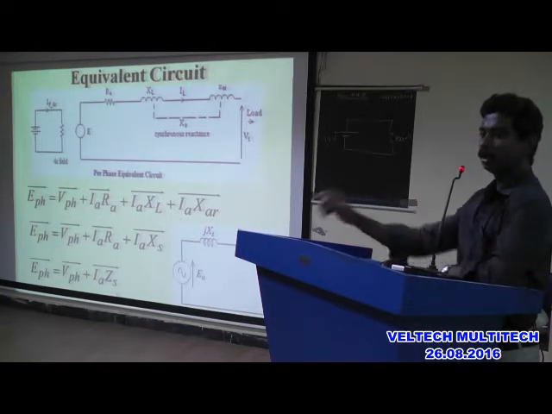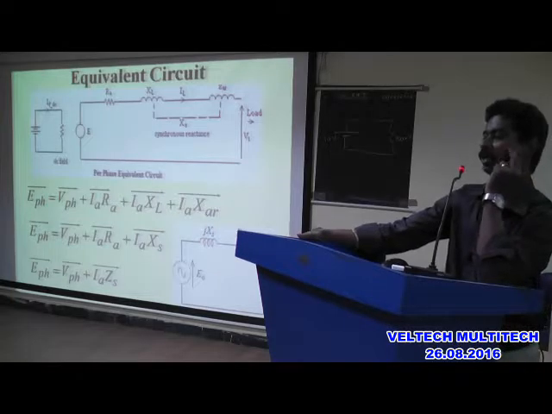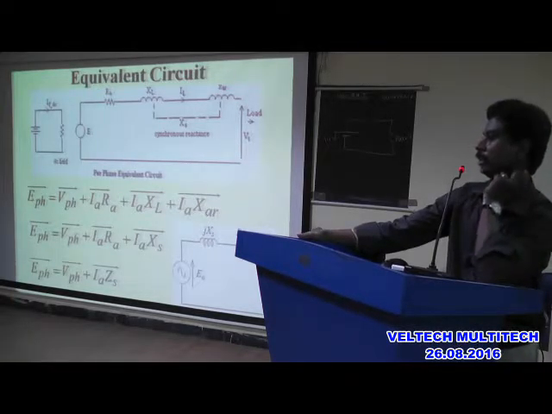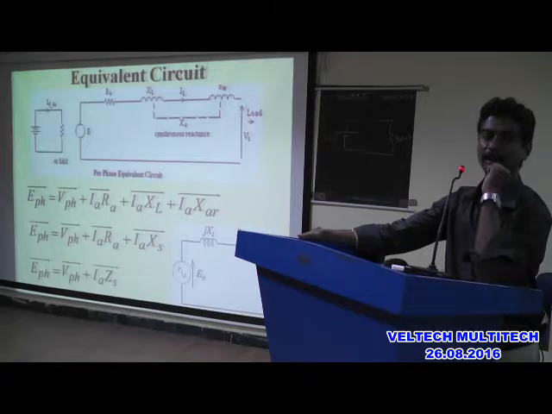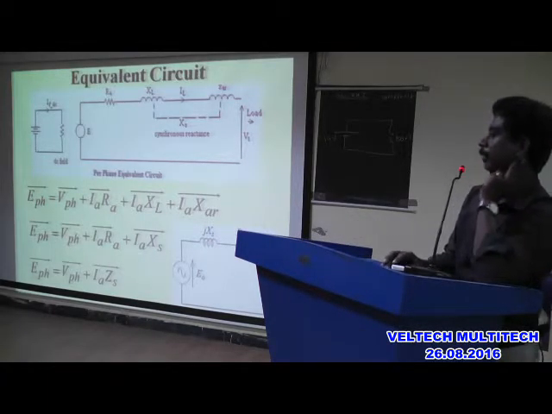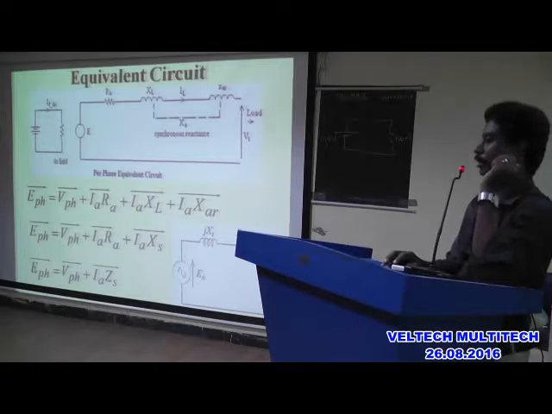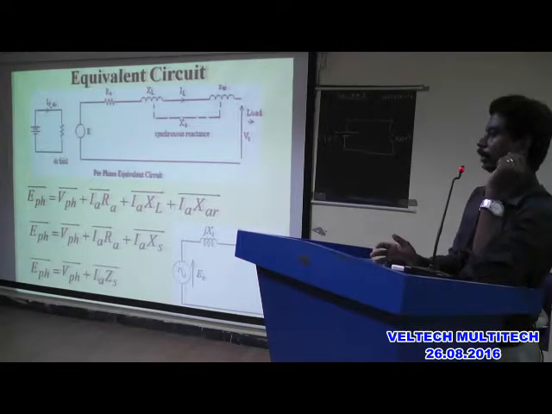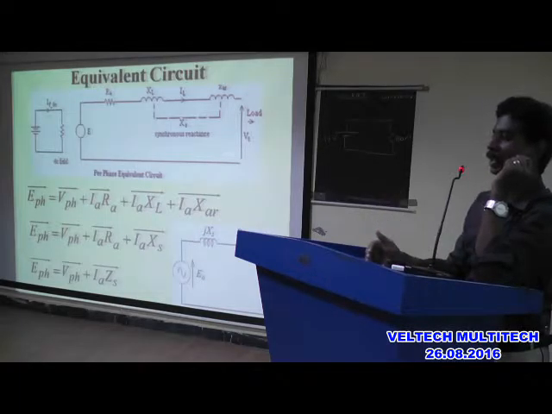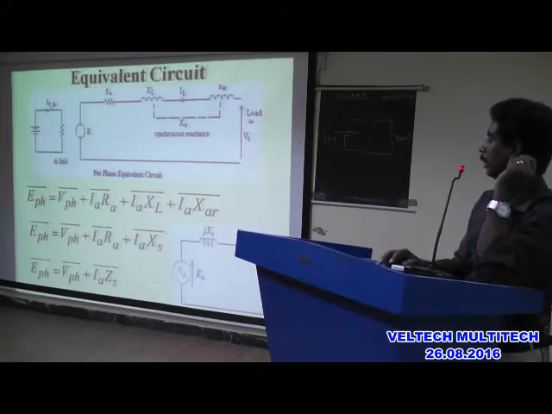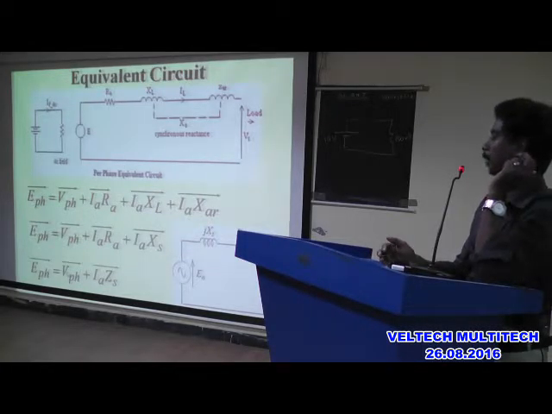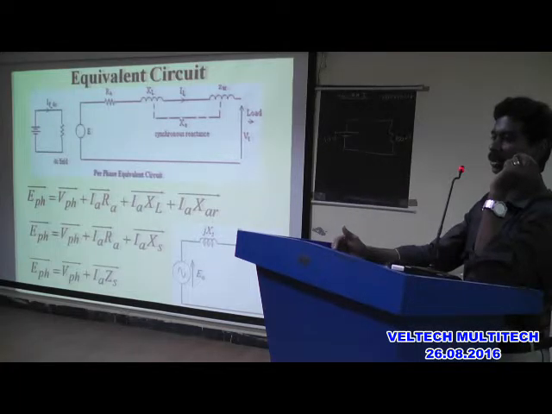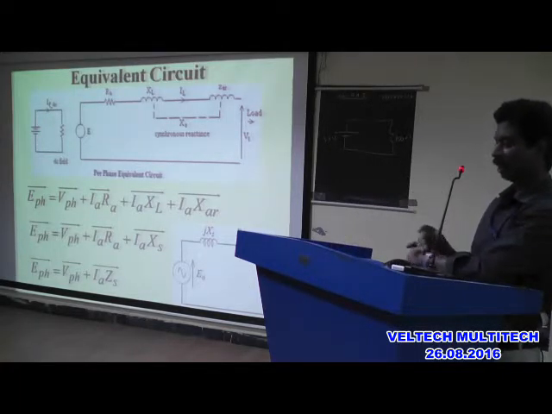At that time you can write the voltage equation of the DC generator. What is the voltage equation of a DC generator? EG equals VT plus IARA. EG is the EMF induced in the DC generator, here E phase. VT is the terminal voltage, here V phase is the terminal voltage. Then IARA in the case of a DC generator, because in a DC generator the reactance will not come. Here the reactance comes into the picture, so IAZS. So E phase equals V phase plus IAZS. In a DC generator it is scalar addition, here it is vector addition.